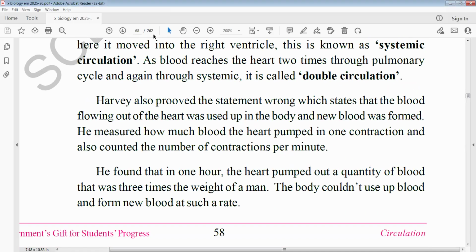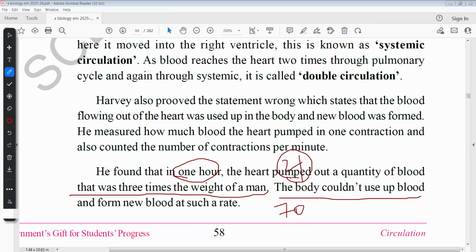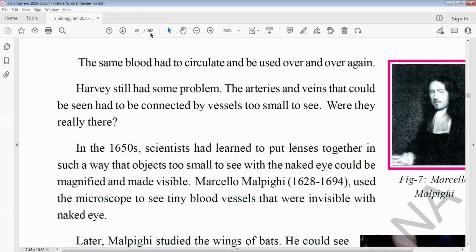Harvey also proved wrong the statement which said that the blood flowing out of the heart was used up in the body and new blood was formed. He measured how much blood the heart pumped in one contraction and relaxation, and also counted the number of contractions per minute. He found that in 1 hour the heart pumped out a quantity of blood that was 3 times the weight of a man. For example, if a normal person weighs 70, it sends more than 3 times, meaning 21 times, in 1 hour. So the body could not use up blood and form new blood at such a rate. So the same blood had to circulate, to be used over and over again.